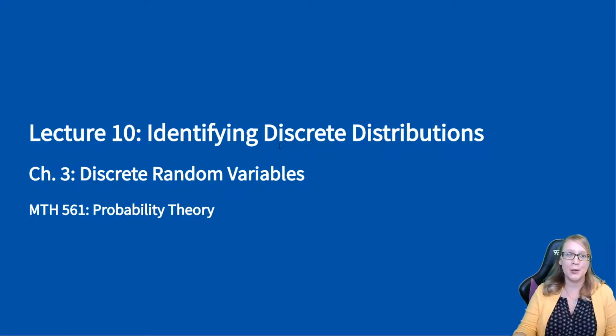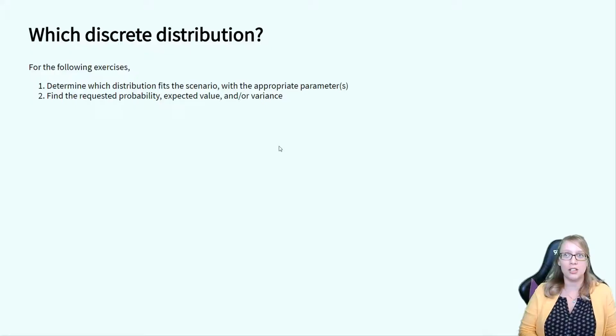So today's video is going to be a little bit different. What I want to do in this one is spend some time looking at various examples to see how we can start to identify which discrete distribution is appropriate for a given situation. In this video, we'll go through a series of exercises, and for each example, we'll need to determine which distribution fits the scenario, what are the appropriate parameters, and then find a probability, expected value, and or variance. The key thing I want you to watch for in this video is how we're deciding which distribution is appropriate. So let's look at the first of 5 examples.